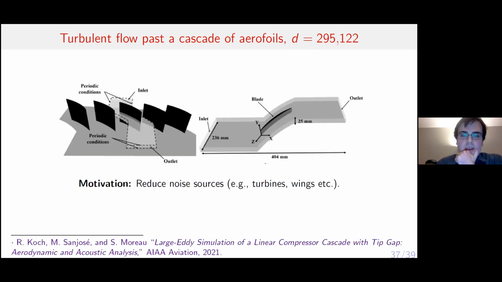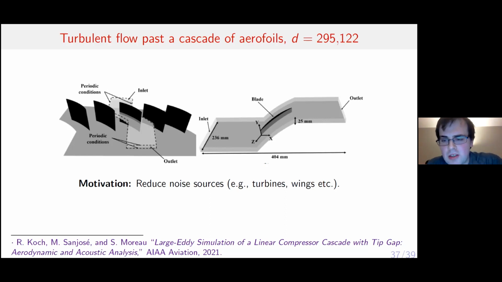Let's end with Koopman modes. So I'm going to look at turbulent flow past a cascade of aerofoils in ambient dimension 300,000. So that corresponds to the number of points that I sample my scalars, in this case pressure. So the physical setup is this. I have an inlet, I have a periodic cascade of these aerofoils or turbines, and then I have an outlet. And I'm interested in how the flow interacts with these turbines and produces noise. So this is very important for noise reduction for aeroplanes, for example.